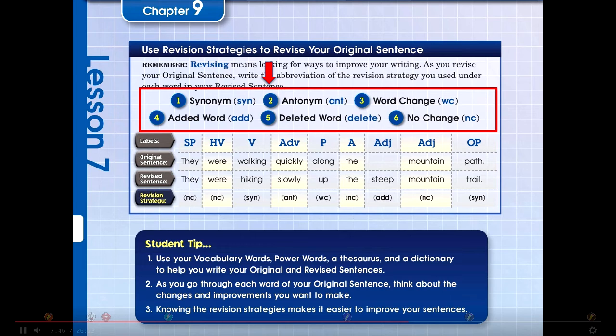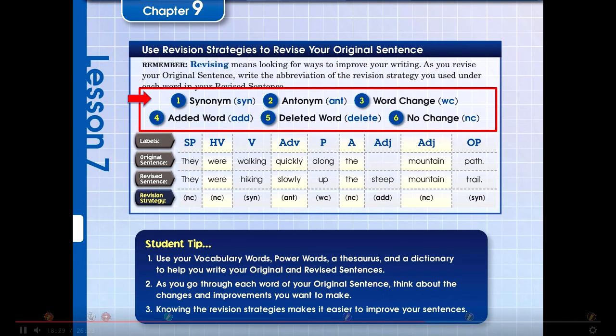If you were to use an antonym, you would choose a word that was the opposite. To use the revision strategy word change, you'll simply find a new word to replace the original word. If you're going to use this revision strategy, just add a brand new word to the sentence and make sure it makes sense. Revision strategy number 5 is deleted word. This just means take that specific word out of the sentence completely. The revision strategy NC stands for no change. That means you won't change anything in the sentence.